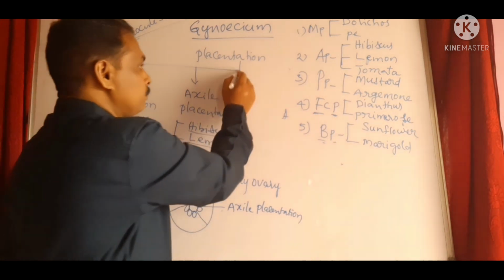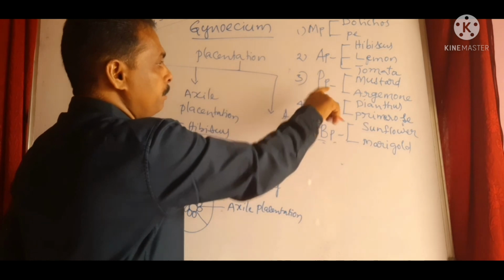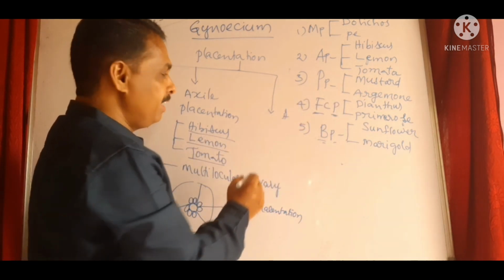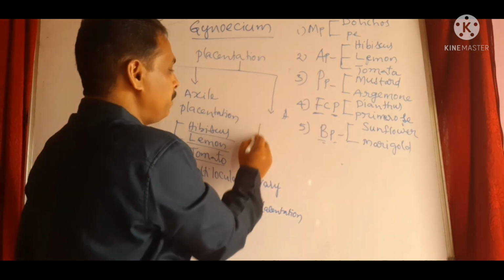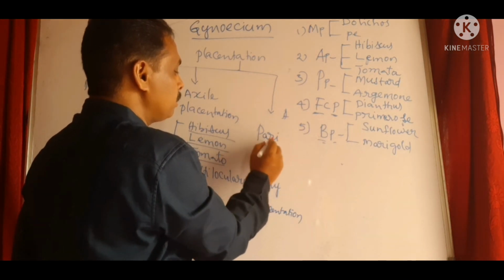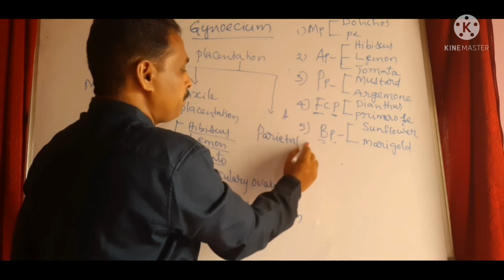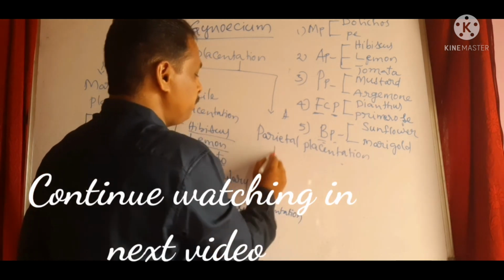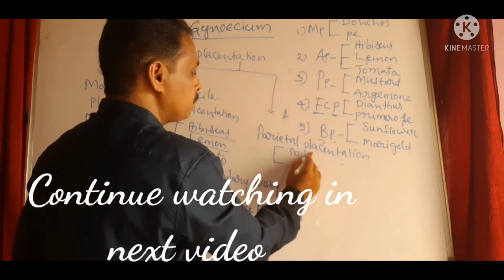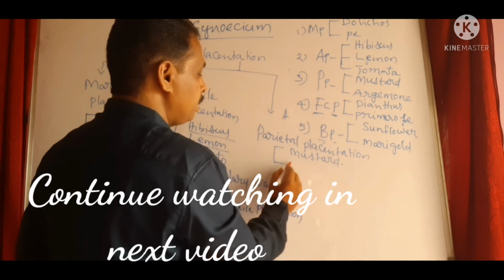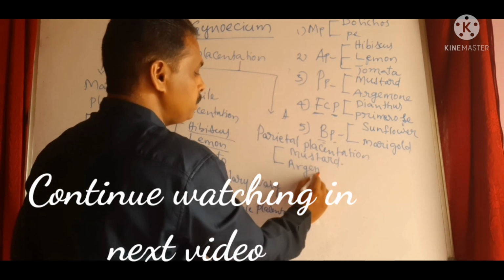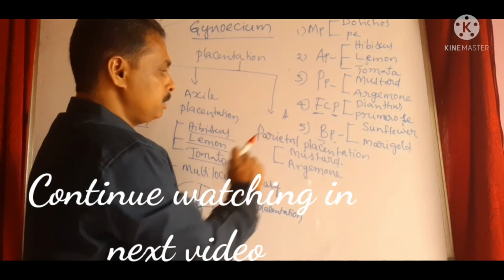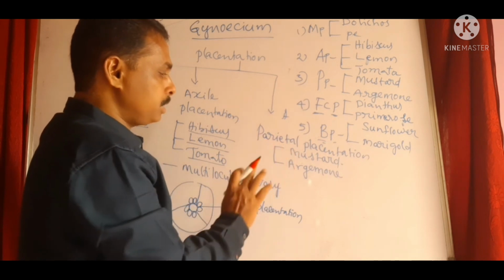The next one is Paparao MA. Like Paparao's degree, that is MA. We can keep a code like that, right? Parietal placentation. So the examples are mustard and argemone. Examples are very important to be remembered, right? So this is parietal placentation: mustard, argemone.